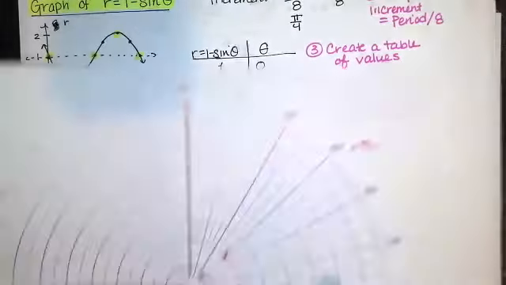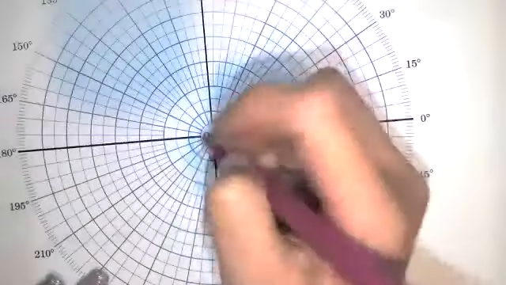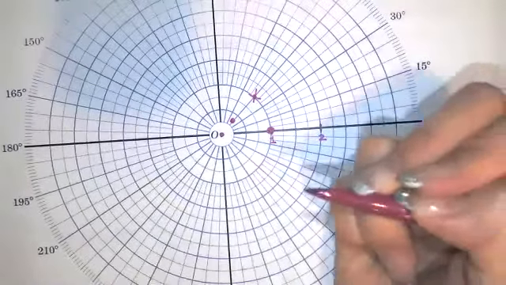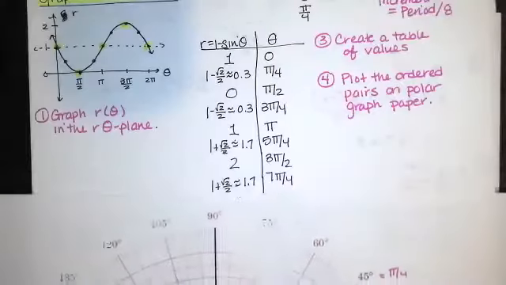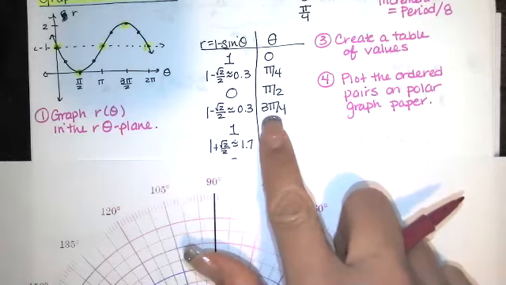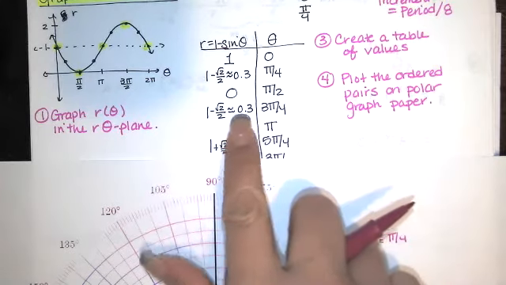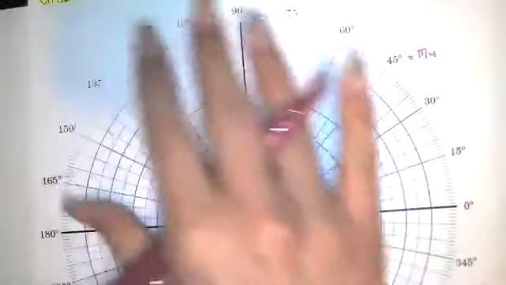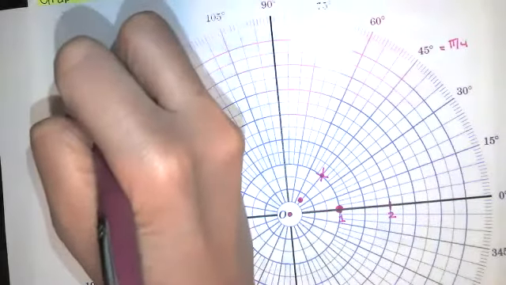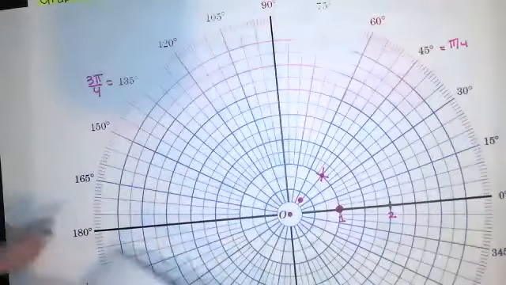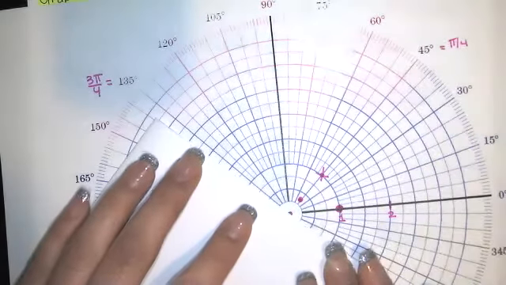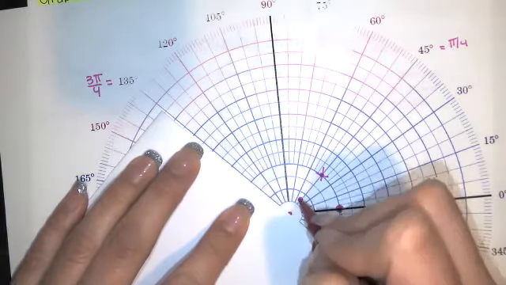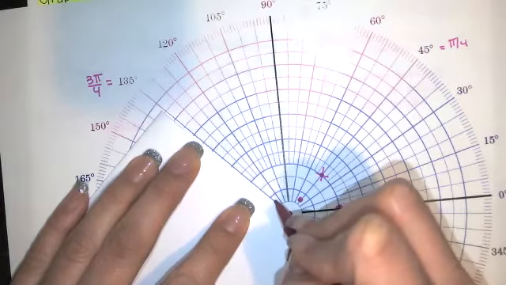And then at pi over 2, we get 0. So we're at what used to be the origin, which is now called the pole. Then at 3 pi over 4, that's 135 degrees, we go out 0.3 units. So we're on this line. We go out 0.3 units to here.